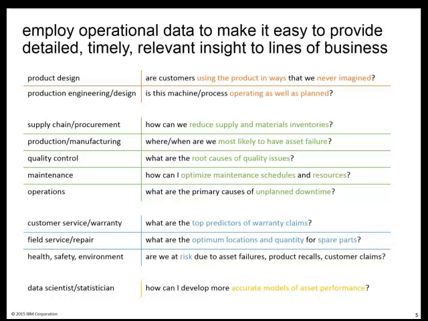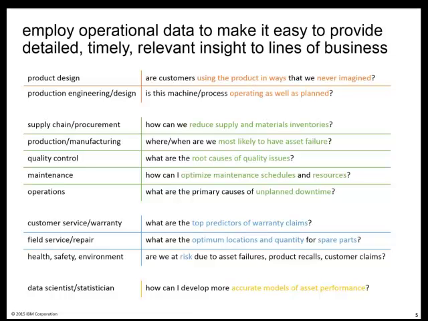For the production and engineering and design organization, especially if they're putting in a new production line, is that process, is that machinery operating as well as planned, or do we need to do minor modifications in order to make that process, and improve the productivity, or modifications to that machine to improve the overall product quality, process, and throughput?